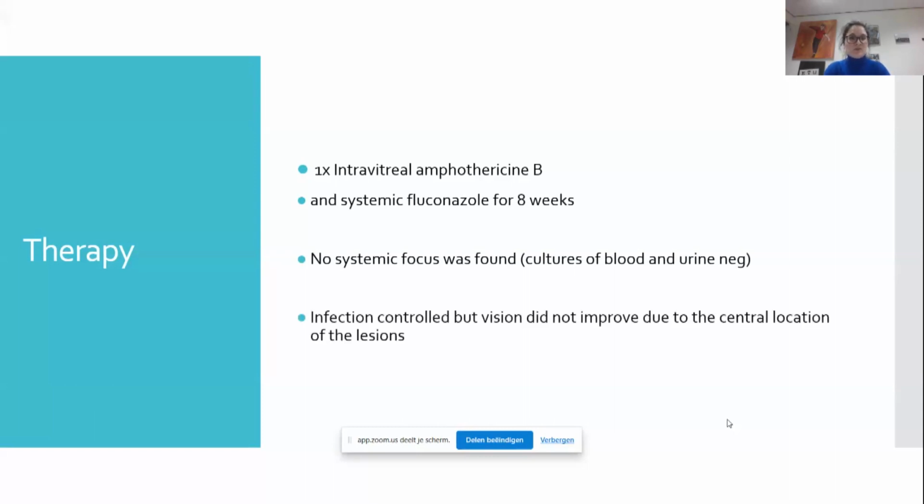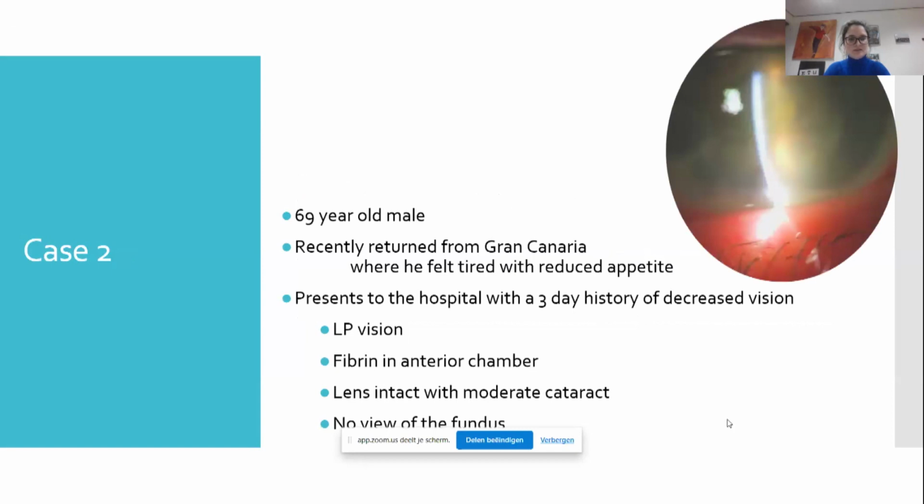The infection was controlled, but unfortunately the vision did not improve because of the central location of the lesions. This was case 1, and I would like to present another challenging endogenous endophthalmitis case, and that's this one.